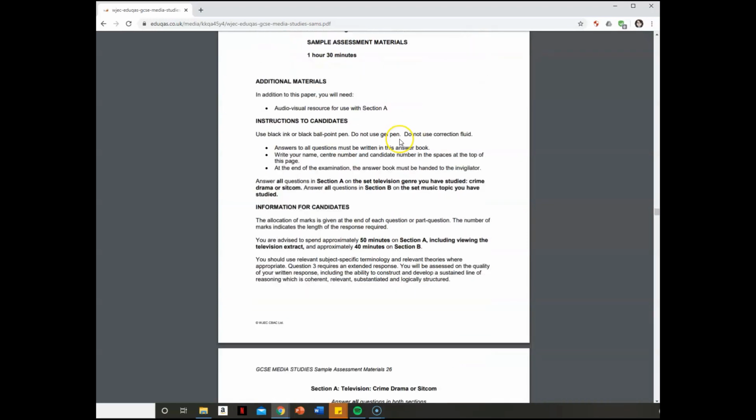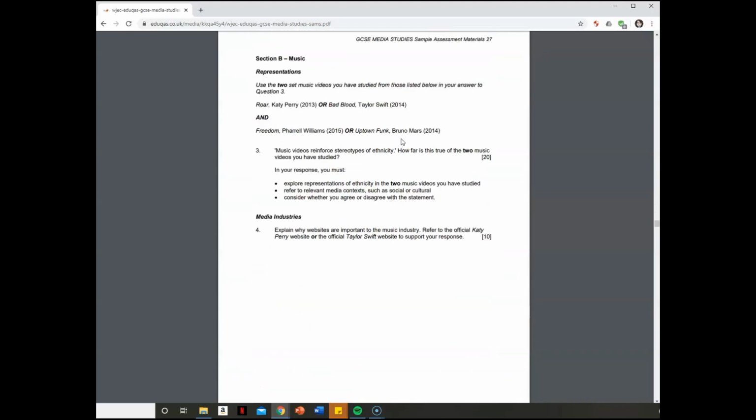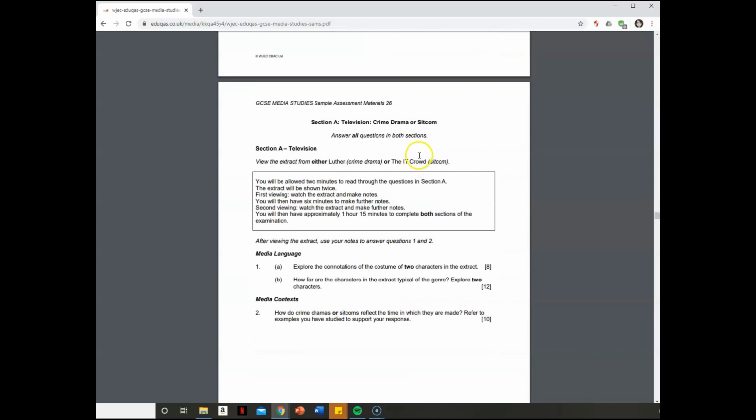So this is a sample paper 2. Again, you've got the questions here. Worthwhile mentioning, it doesn't give you a clip here.